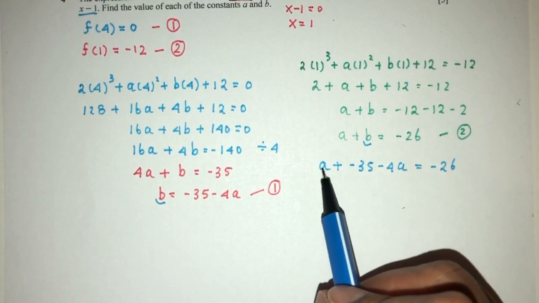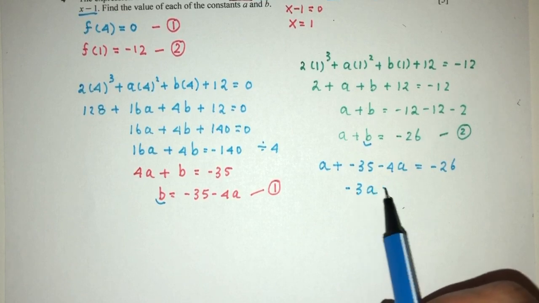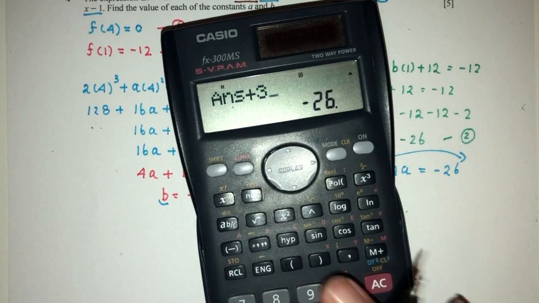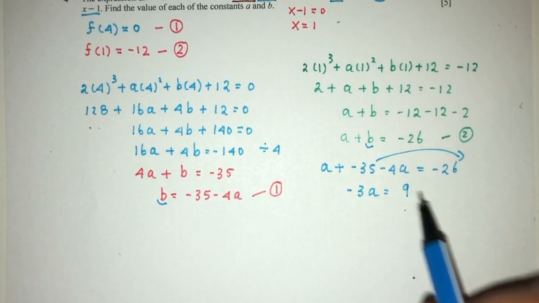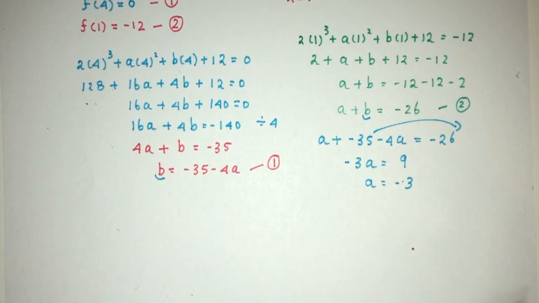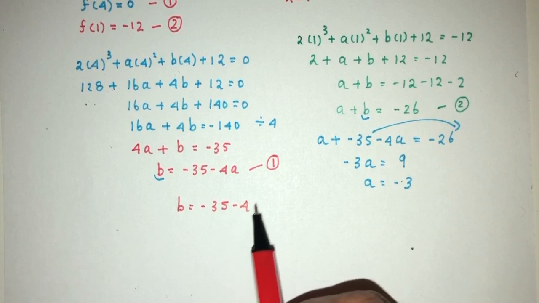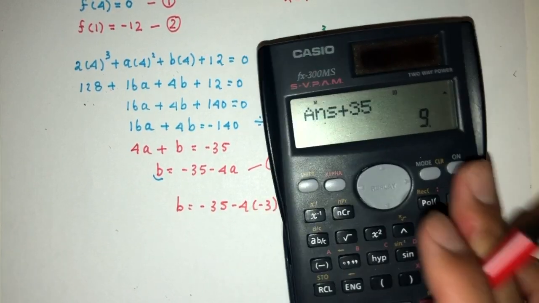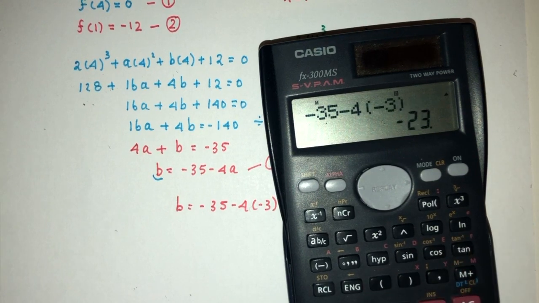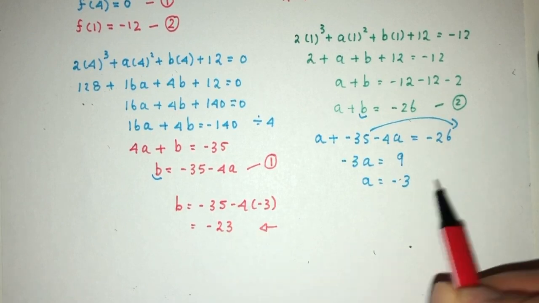Now simplify. a minus 4a will be minus 3a. Minus 26, we send this over here, it becomes plus 35. That will be 9. So a has to be minus 3. From this, we can find the value of b. So b has to be minus 35 minus 4 times minus 3. That will be minus 23 for the value of b.